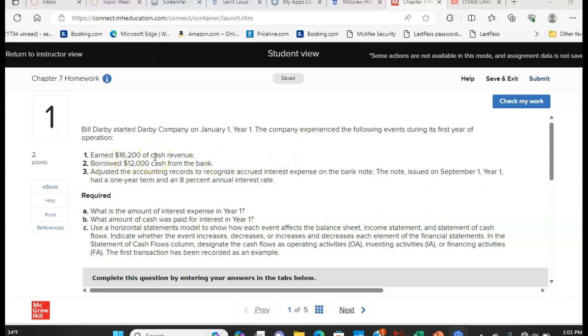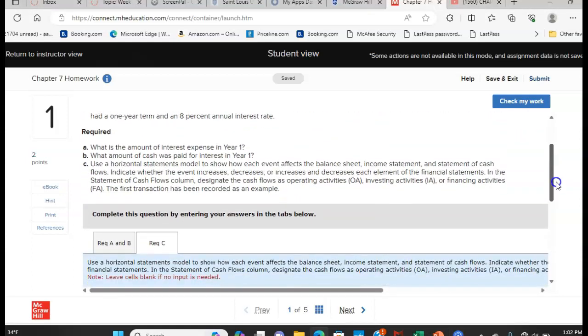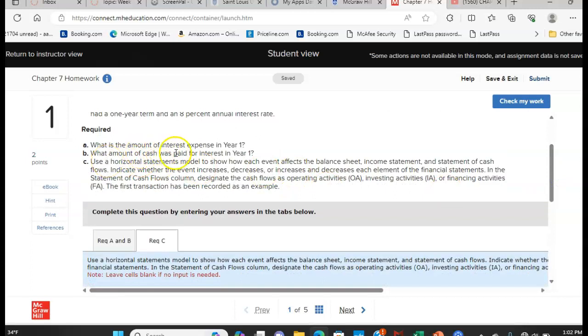Earn cash revenue, $16,200. Borrow from the bank, $12,000. Adjust the accounting records to recognize accrued interest expense on the bank note. The note issued on September 1st, year 1, had a 1-year term and an 8% annual interest rate. Part A asks, what is the amount of interest expense in year 1?